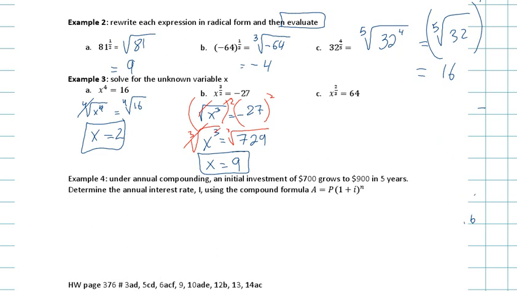Okay, how do I do the next one? This is the cube root of x to the power of 2. So we cube both sides to get rid of the cube root. So I get x squared equal to, what's the cube of 64?